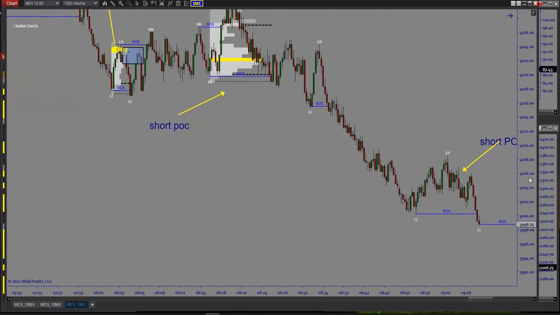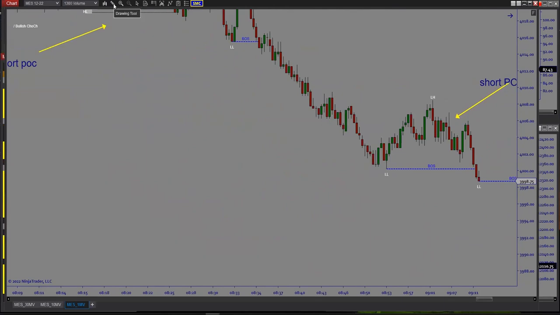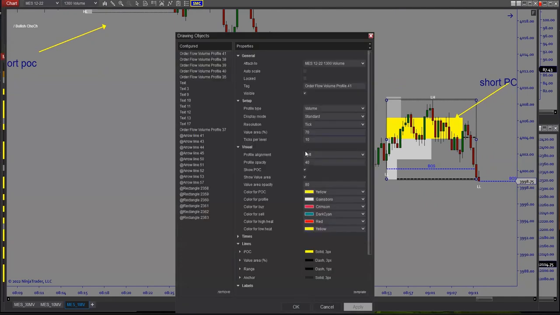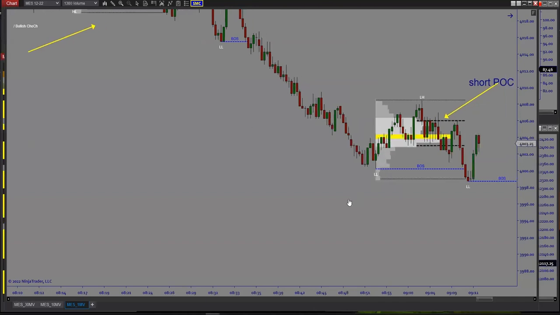Take a look right here. Another boss. This happened at 11 o'clock Eastern time. Let's draw the profile right here, from the breaking bar all the way to the anchor. Okay. Let's change the setup. Let's change the ticks per histo to 2 or 3. Where's the point of control? There it is. Okay, the point of control is here.